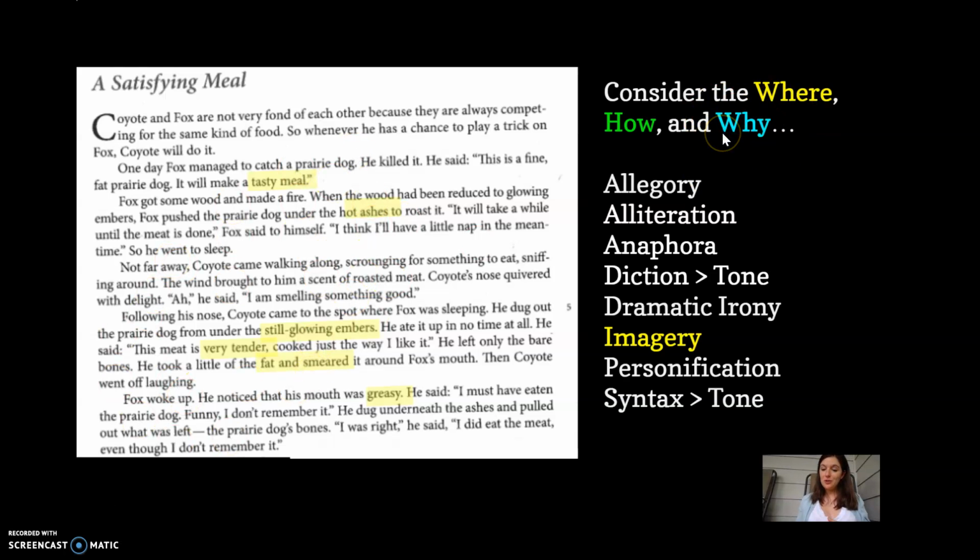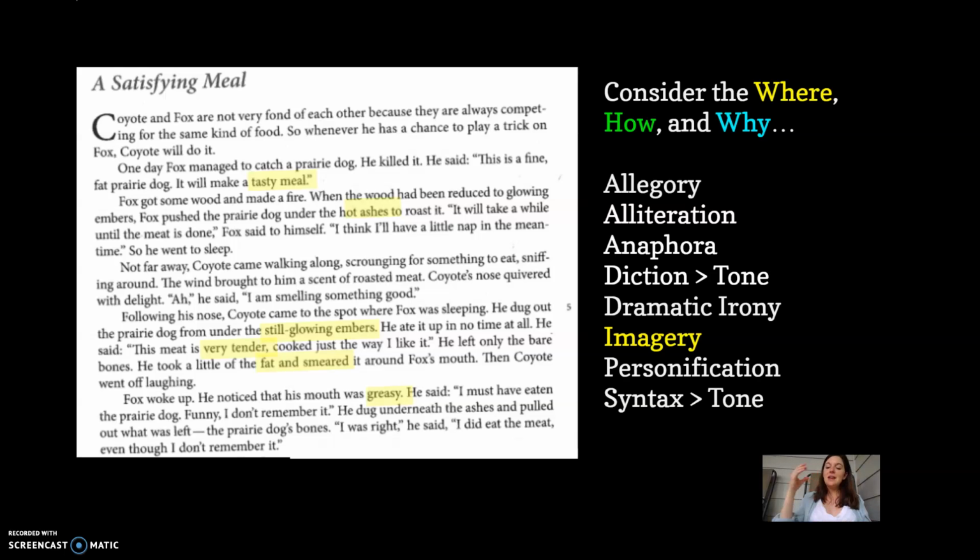Why does the author do that? It's because the food is meant to become enticing. The audience is like, oh, that sounds so delicious. And that way, when the coyote takes it from the fox, the audience would go, oh, they took his delicious meal. And then when the fox doesn't realize that his delicious meal has been stolen, the audience is like, oh, fox, you foolish fox, how could you not know this delicious meal has been taken from you?